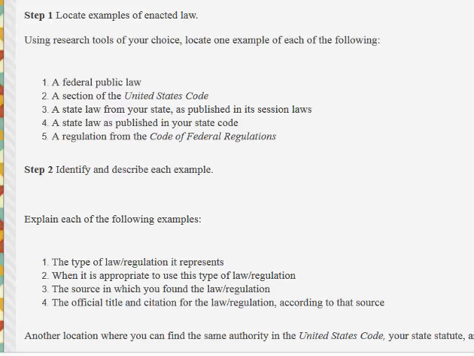So for a federal public law, you're going to find 1. Then in step 2, you're going to answer: the type of law, the regulation it represents; when it is appropriate to use this type of regulation; the source in which you found the law and regulation; and the official title and citation for the law and regulation according to that source.